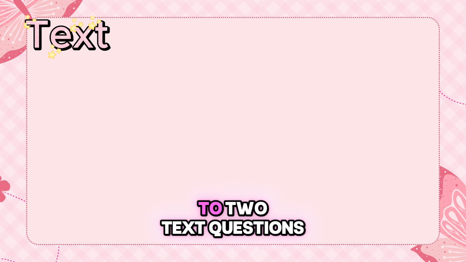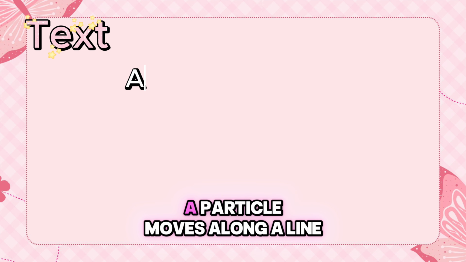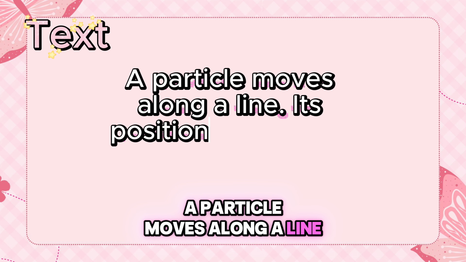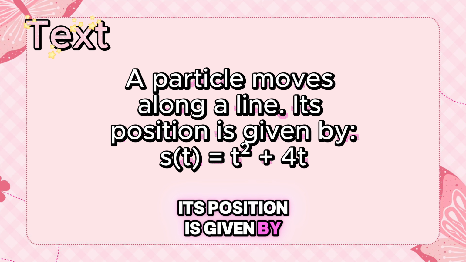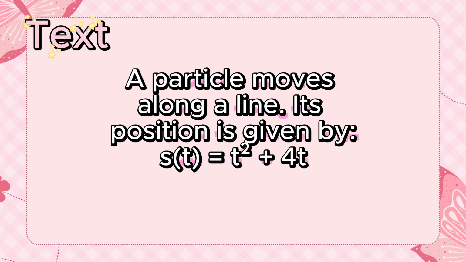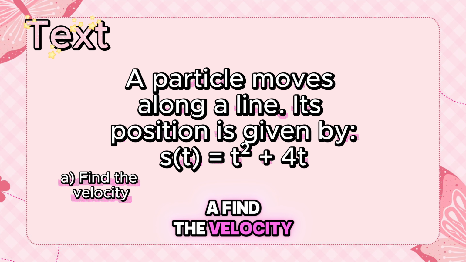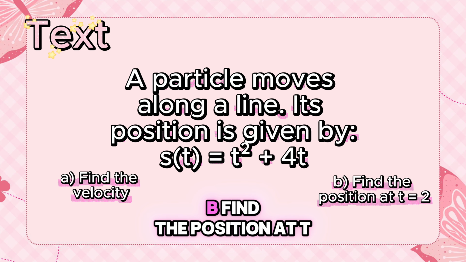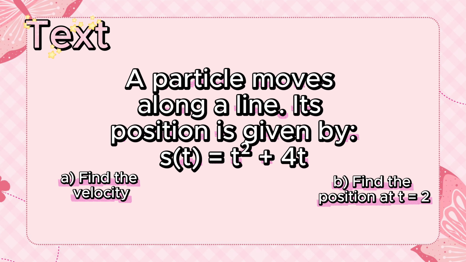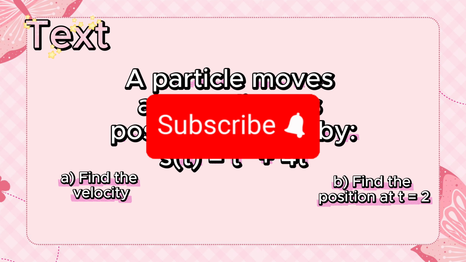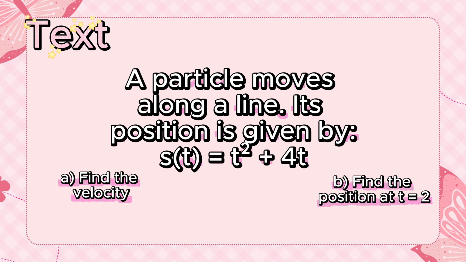And now let's move on to 2 text questions. So first one. A particle moves along a line. Its position is given by this formula. A. Find the velocity. B. Find the position at t equals 2. Answer in 3, 2, 1.